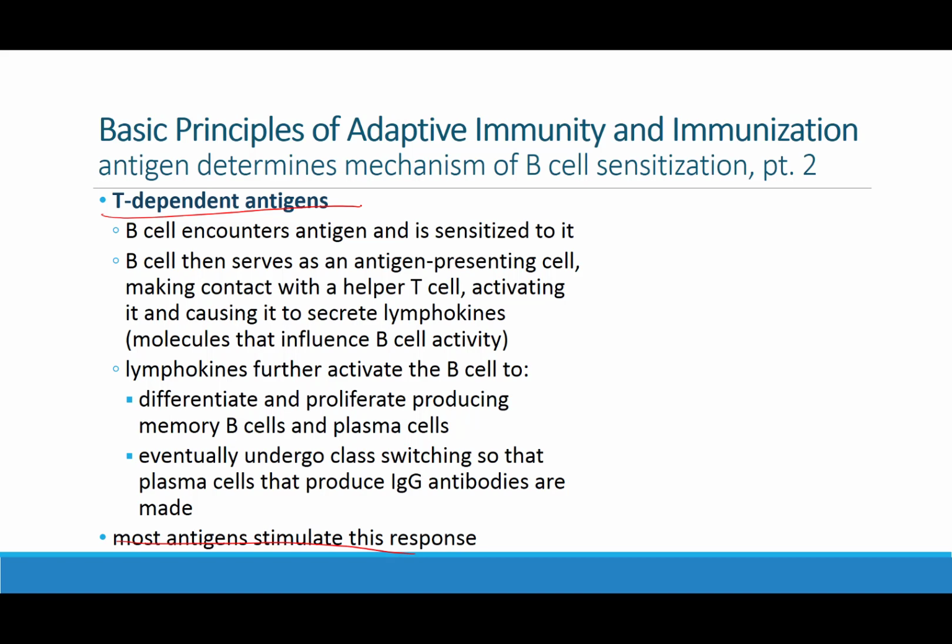Those lymphokines are secreted all over the B cell, and the B cell is then stimulated to proliferate and differentiate. It produces memory B cells and plasma cells, and these are the ones that produce the kind of primary or secondary response that we just talked about, in which the plasma cells start by making IgM, but over time a group of plasma cells begin making IgG antibodies as well, and we get memory from this.